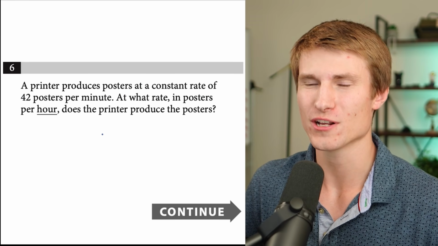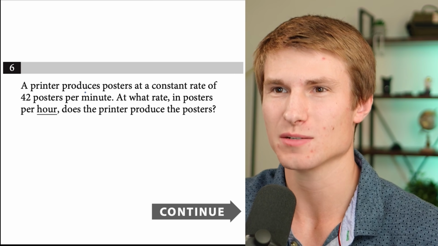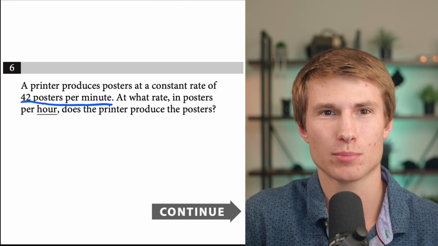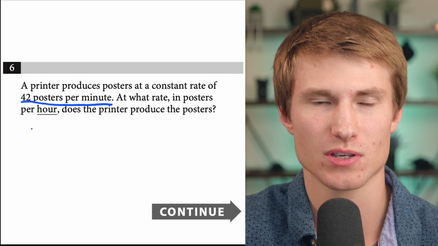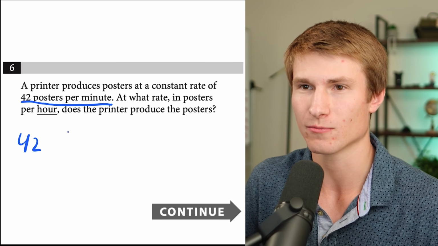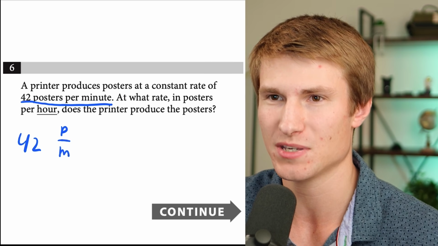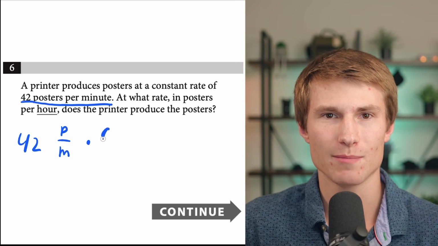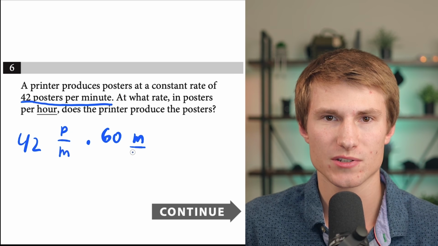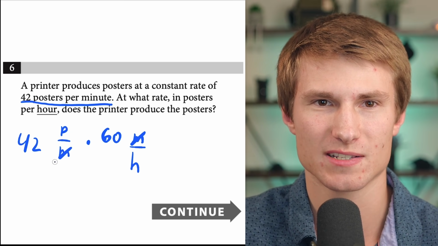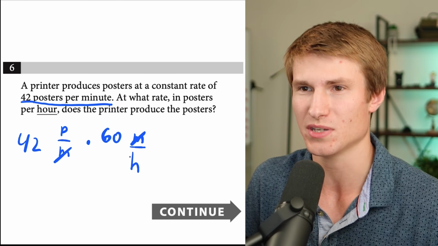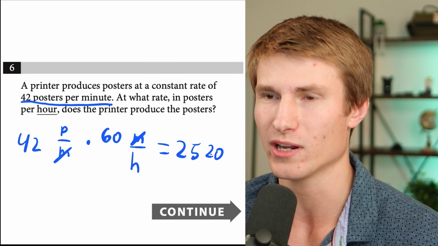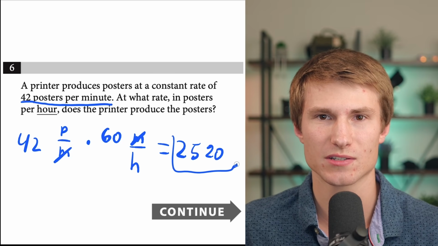Here's a trick for converting units on the SAT. Question 6 states a printer produces posters at a constant rate of 42 posters per minute. At what rate in posters per hour does the printer produce posters? So what we're going to do here is convert from 42 posters per minute, which I'll represent as P per M, into posters per hour. So we're going to multiply by 60 minutes per hour. As you can see, our minutes, which I'm representing as M, are going to cancel here, and we'll be left with posters P per hour H. So 42 times 60 is going to equal 2,520 posters per hour. So our answer is 2,520.